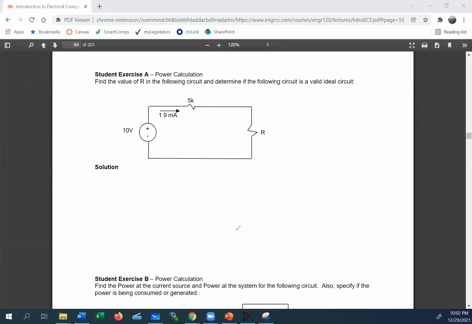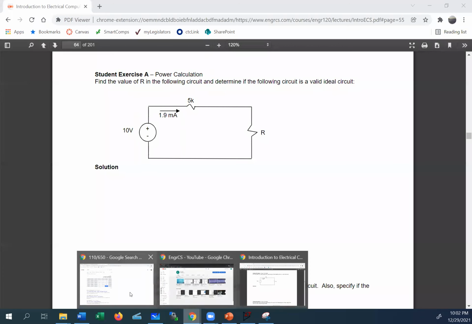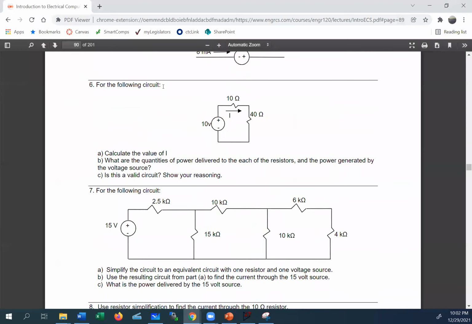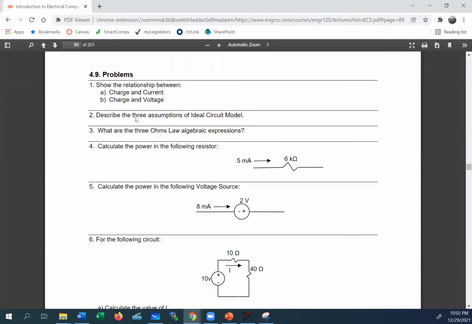Let's take a quick look at the problems in this section. See if I have them up or I gotta go find them. Oh no, I got it here. Okay. So some of the problems in this section you can work on are things like: describe the 3 assumptions of the ideal circuit model. Yeah, I know that. Electricity moves instantly. The current is the same throughout the branch, and total power in a circuit has to equal 0. What are the 3 different ways that Ohm's law can be shown?